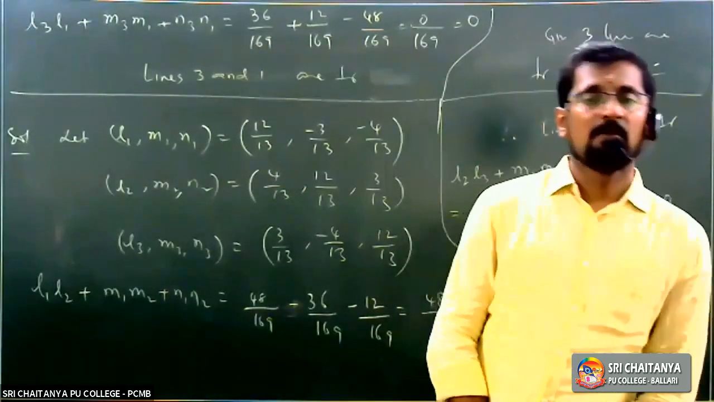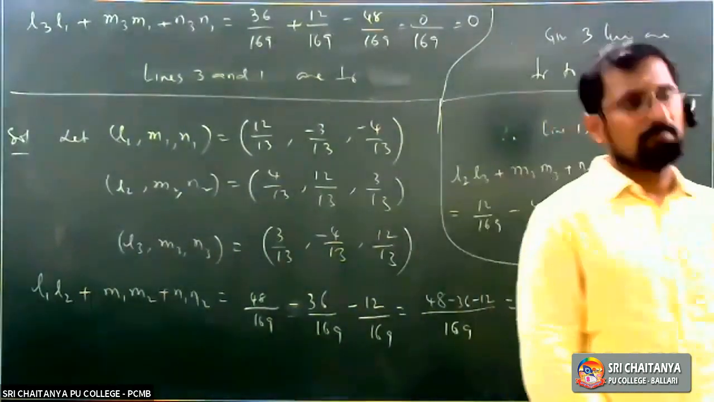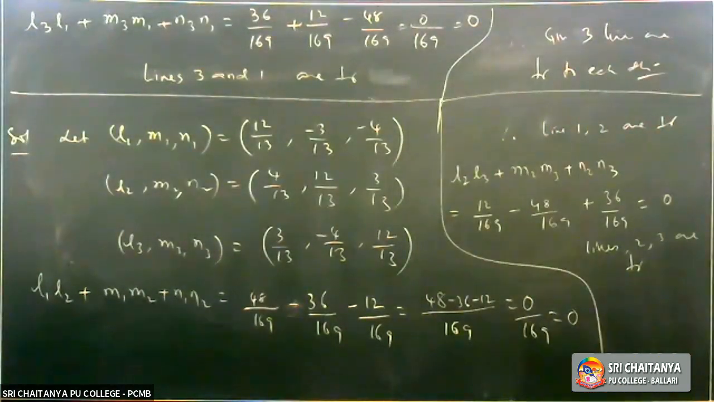Similarly, find the value of L2 L3 plus M2 M3 plus N2 N3. If even that value is equal to 0, you can say that lines 2 and 3 are perpendicular to each other. After that, find the value of L3 L1 plus M3 M1 plus N3 N1. If the value is equal to 0, then you can say lines 3 and 1 are perpendicular.